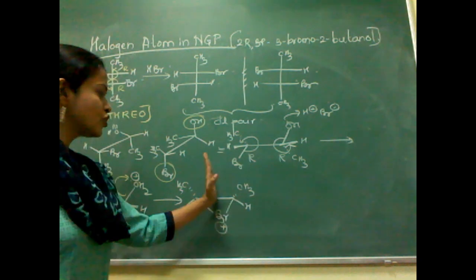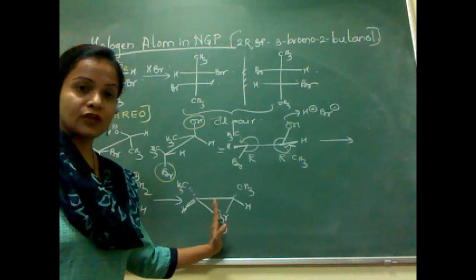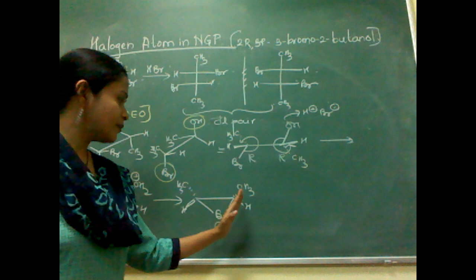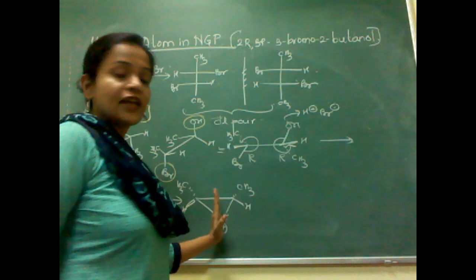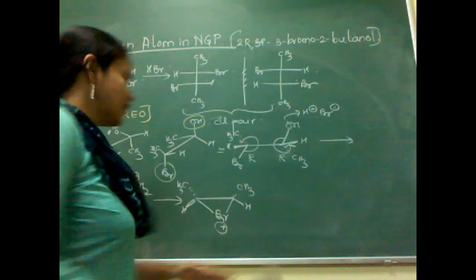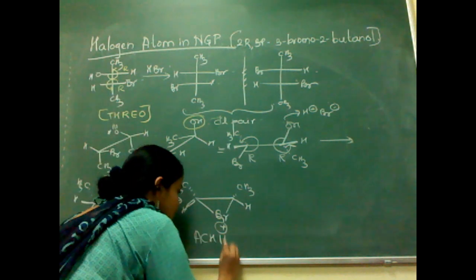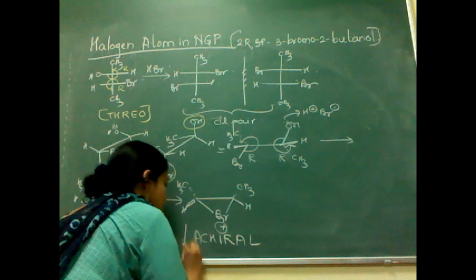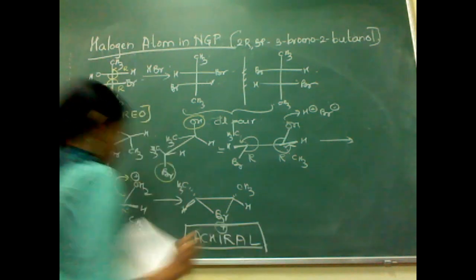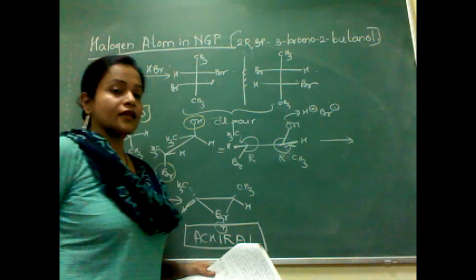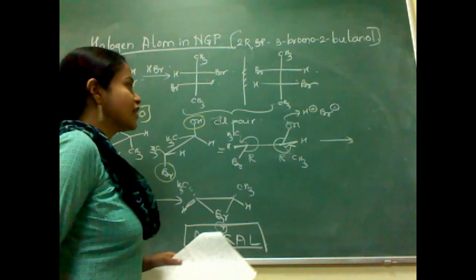So if you can imagine passing a mirror plane through the molecule so that the left half becomes the mirror image of the right half, that means this intermediate is symmetrical. So you can say that it is achiral. This particular intermediate is achiral. Now out of this HBr, you have utilized H+.